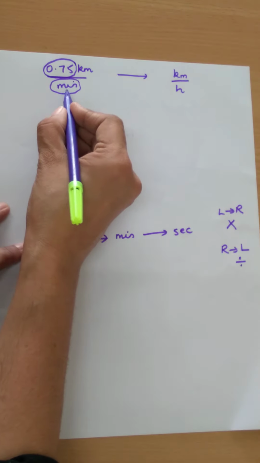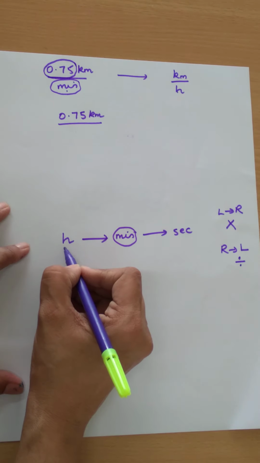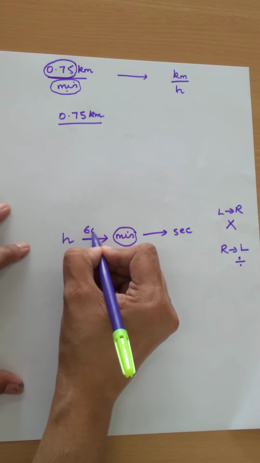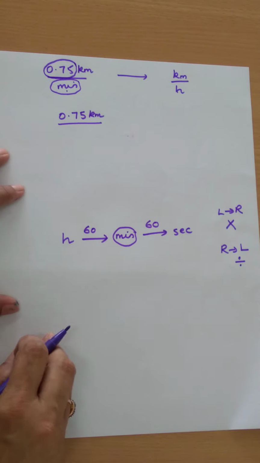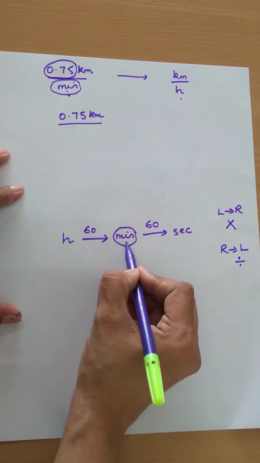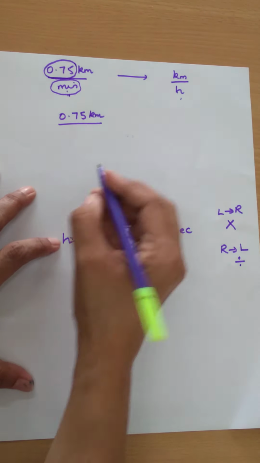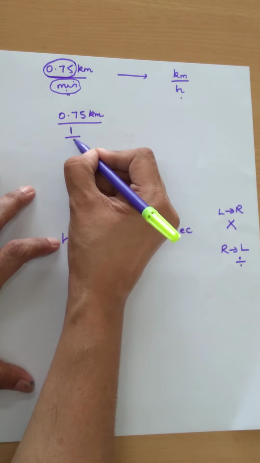Now, 1 minute you want to convert to hours. Minute is here and hours is here. Now, you know that 1 hour is 60 minutes and 1 minute is 60 seconds. So between minute and hour there is a 60. So 1 minute you have to divide by 60.